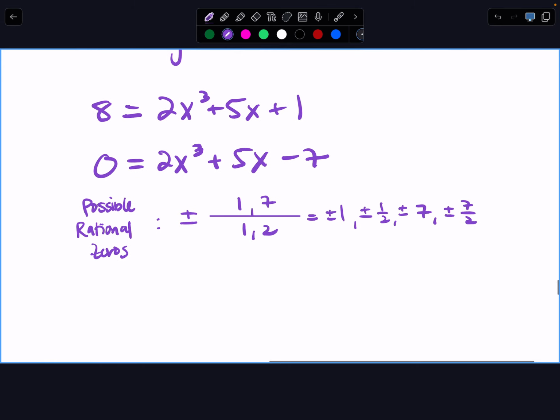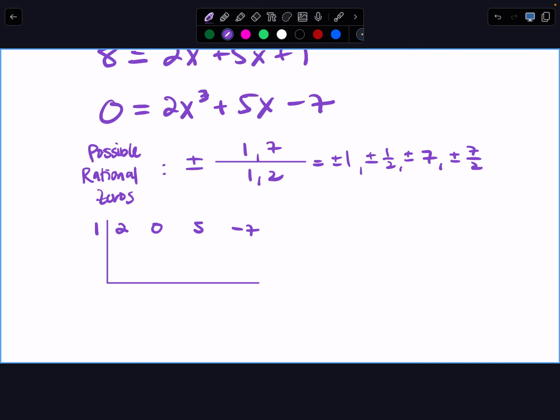You know what I'm saying? What was my suggestion to always start with? The 1, or negative 1. So I'm going to use 1, and you can use synthetic division. Okay, so using synthetic division, bring the 2 down.